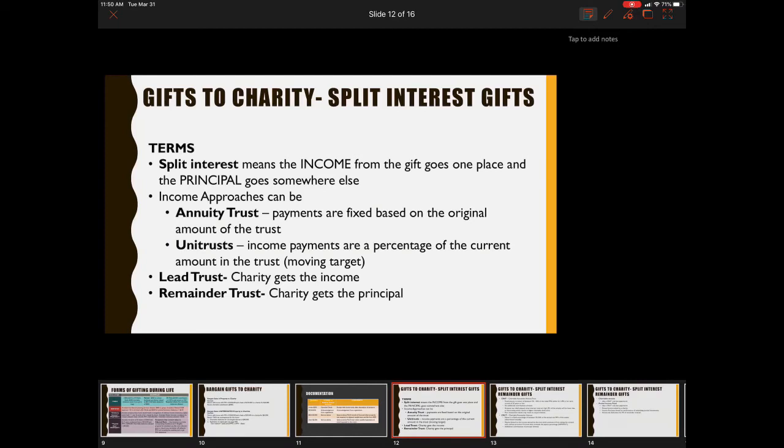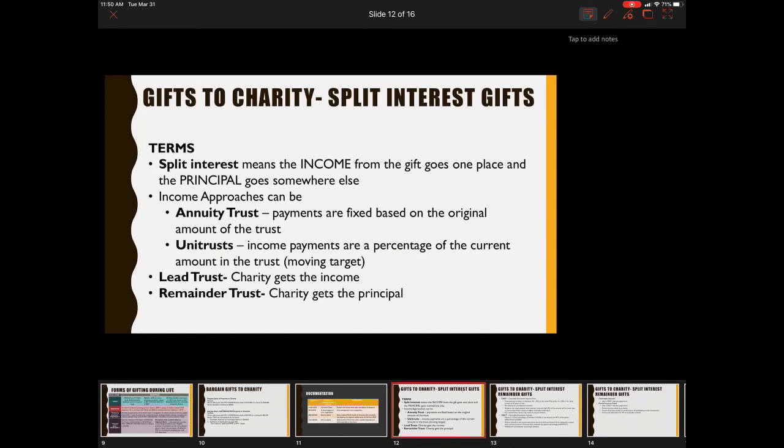With a unitrust setup, that goofy unitrust word just refers to a percentage. You decide in advance that the income is going to be based on a percentage of the asset. And every year you have to revalue the assets in the trust to figure out how much the income is going to be that year. It's going to be the same percentage, but as the assets bounce up and down in value, so does the income.